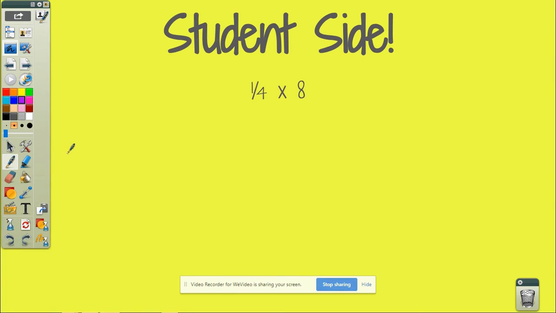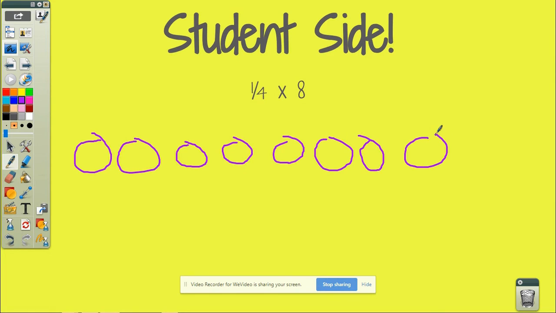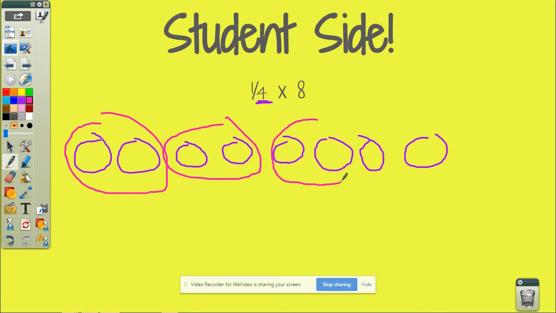And last but not least, 1/4 of 8. 1, 2, 3, 4, 5, 6, 7, 8. I want to separate them into 4 groups. 1, 2, 3, 4. I want to know how many are in one of the groups. How many are there? 1, 2. Bam.